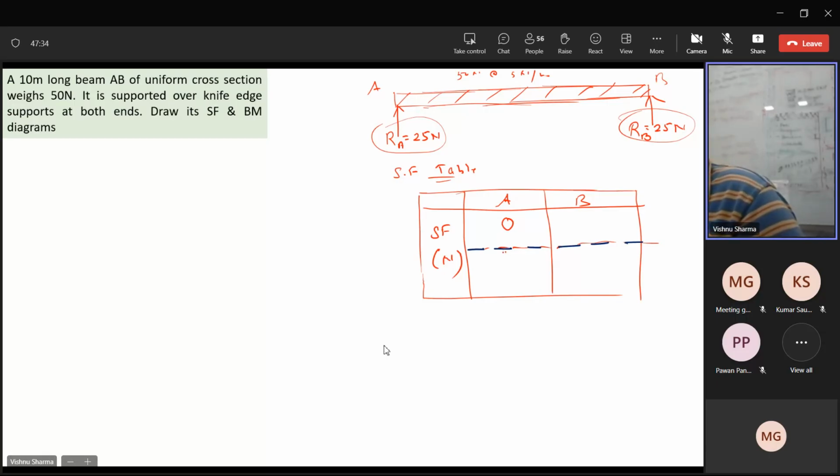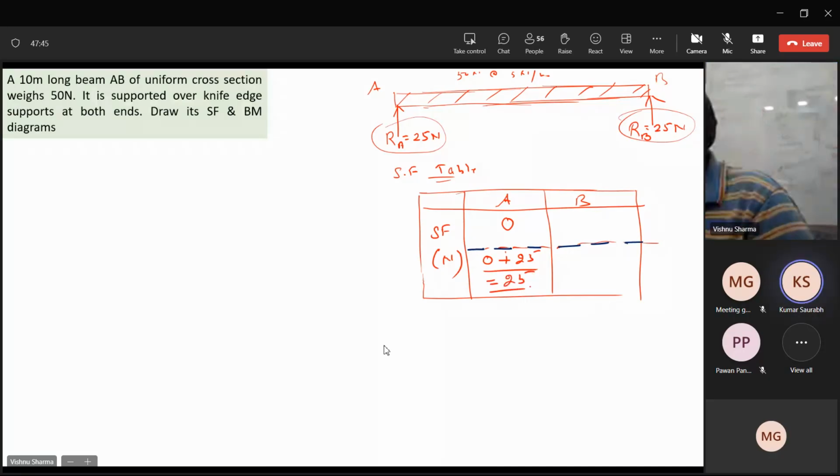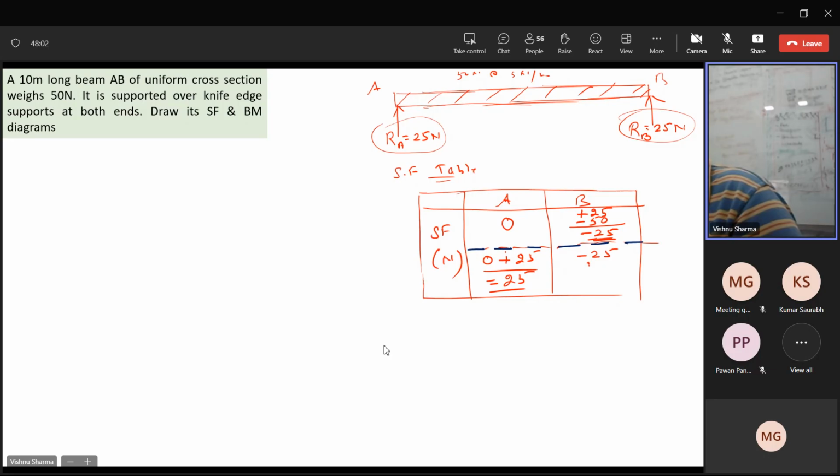I carry forward 0. Change from left of A to right of A, plus 25 comes into picture, making it plus 25. I carry forward this plus 25 here, and from A to B, the change is minus 50. The full weight of the beam left of B becomes minus 25, minus 25, plus 25, 0.